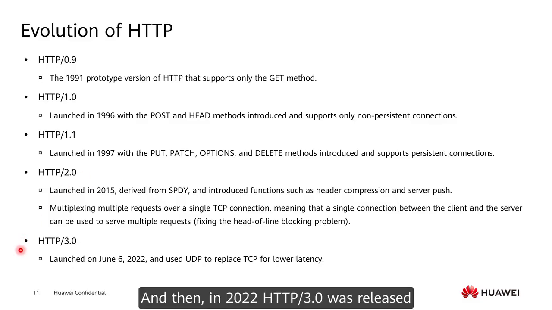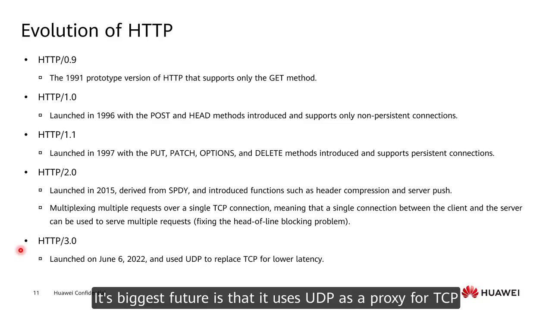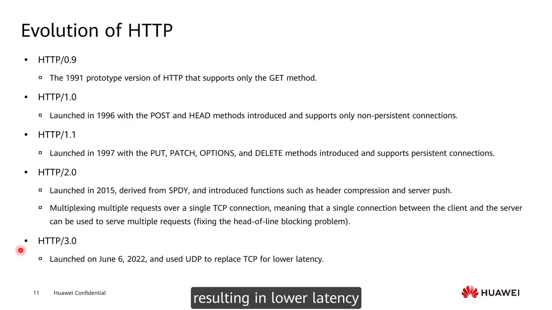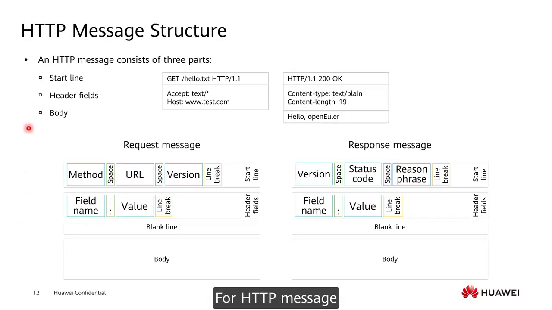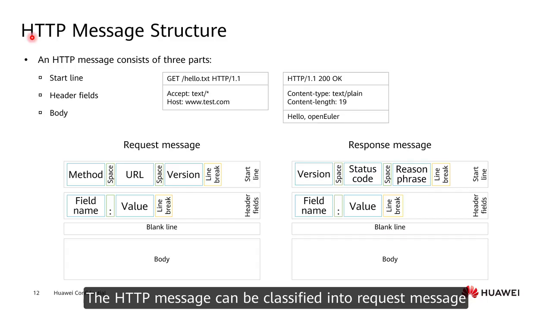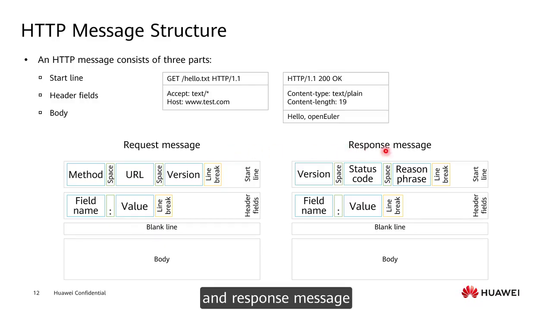And then in 2022, HTTP generation 3 was released, and its biggest feature is that it uses UDP as a replacement for TCP, resulting in lower latency. For HTTP messages, the HTTP message can be classified into request message and response message. They have the same format. It consists of 3 parts. First one, start line, and then header field, and final one, the body.